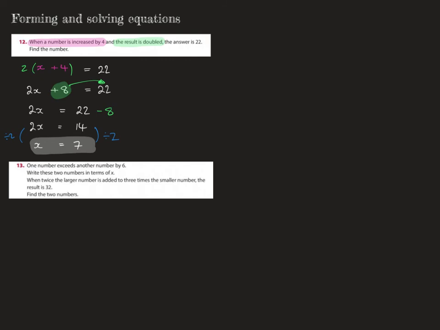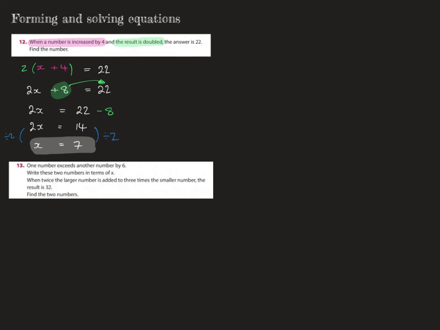Again, take a bit of time to read that question first, because again, like I said, they're not testing to see if you're able to solve equations. They're testing to see if you're able to form them first and then solve. Question 13. One number exceeds another by 6. Write these two numbers in terms of x. When twice the larger number is added to 3 times the smaller number, the result is 32.